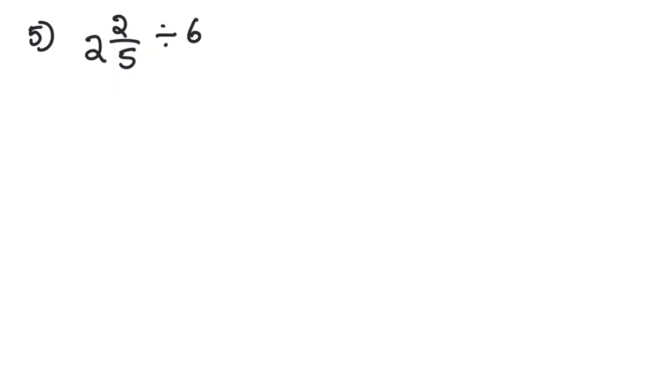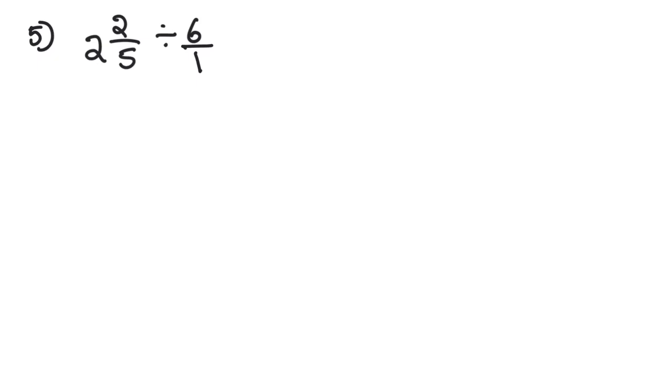How do we divide two fractions? 2 over 5 divided by 6. You might be wondering, is 6 a fraction? Yes, it is a fraction. Can I write 6 as 6 over 1? It is the same. So 2 over 5 divided by 6 over 1. What do you observe? Is this a mixed fraction? It is. So do you know how to change a mixed fraction into an improper fraction?